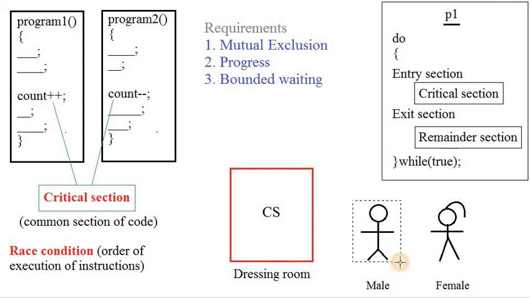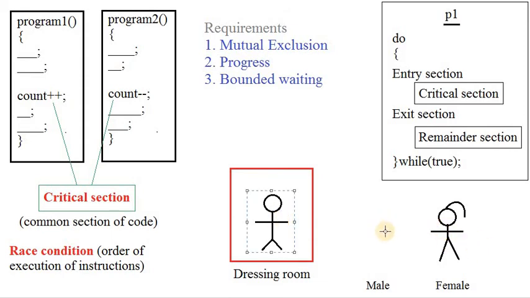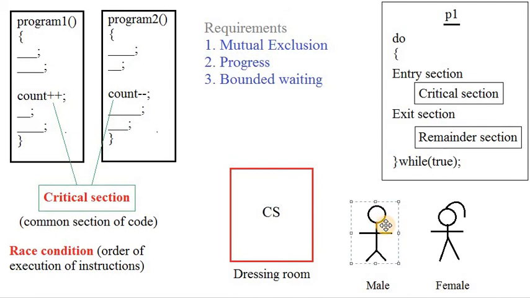Suppose when the female is there inside, the male wants to enter, but at a time only one person will be allowed into the critical section, no? So whenever the female comes out of the room, then the male will be allowed. So in this case, the female should not restrict the male, the second person, who wants to enter into the critical section. That means everybody should have a freedom to enter into the dressing room. No one can restrict the other person from entering into the critical section, right?